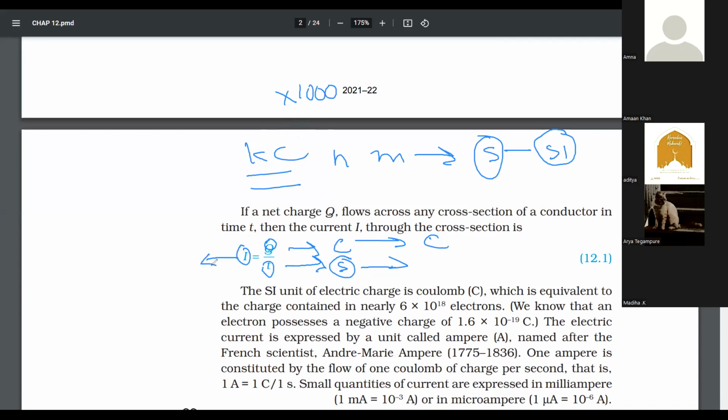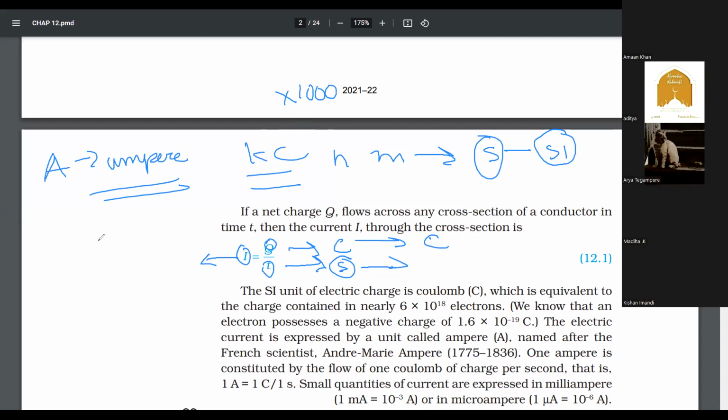The SI unit of current is denoted by A. This is ampere, A-M-P-E-R-E. It is named after Andre Marie Ampere, because he discovered this sort of relation. Andre Marie Ampere was a French scientist, and the SI unit of electric current, ampere, A, is named after him.